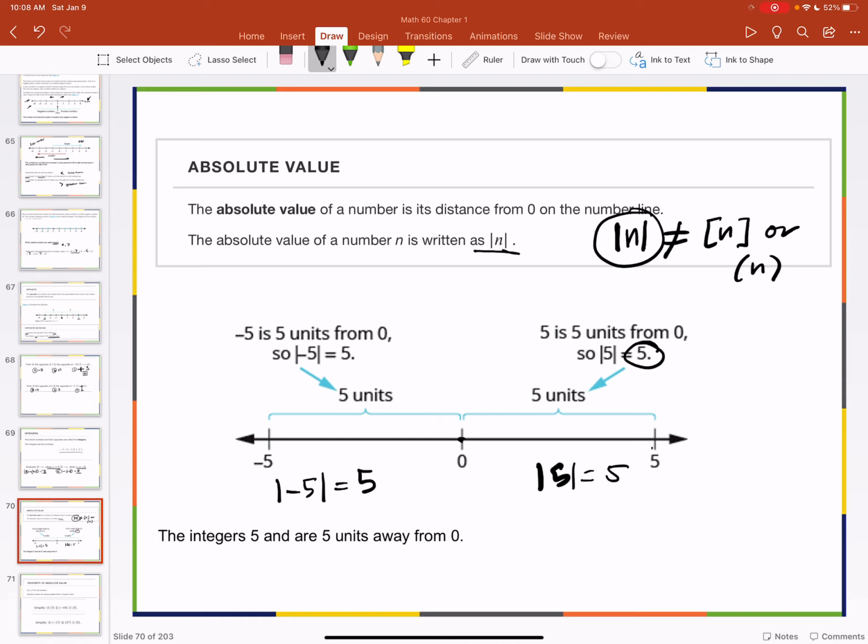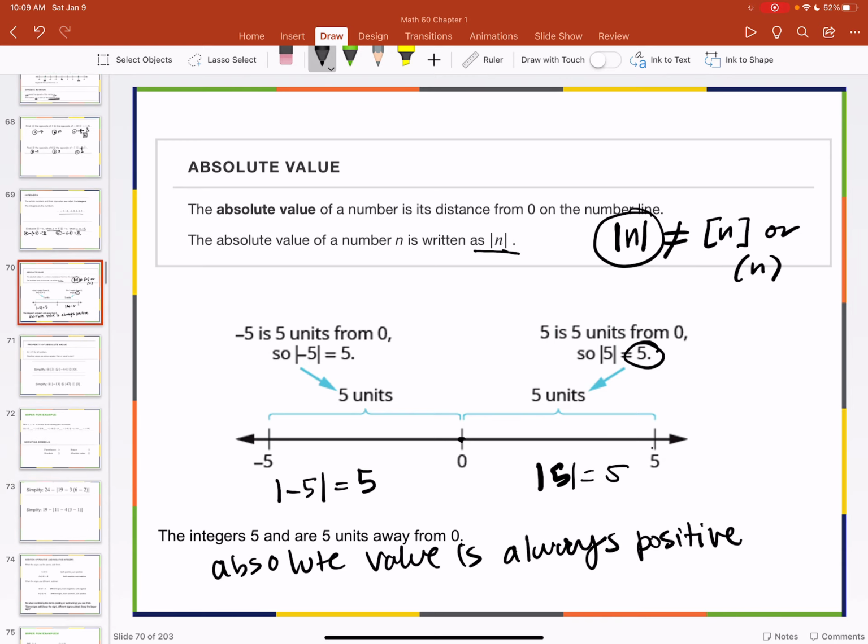One thing we also need to know is that the absolute value of a number is always positive. Why is that? Because it's talking about a distance, and distance is never negative in our world as we understand it. If we were talking about some kind of alternate universe or time travel situation, who knows. But right now, in this class, in this math, distance is positive. You're going somewhere, you measure it, it's a positive measurement.